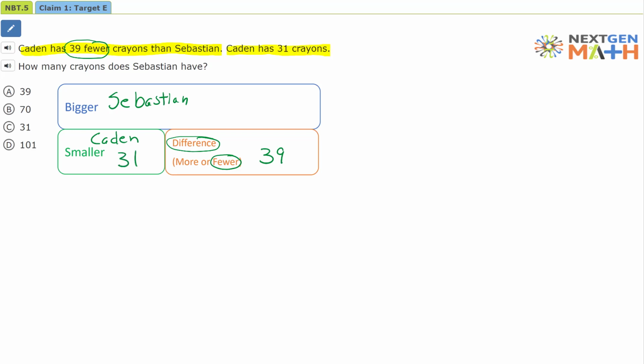Reading the problem, Caden has 31 crayons. Let's answer the question, how many crayons does Sebastian have? That amount is 31 plus 39. So let's go ahead and solve 31 plus 39. We can do that visually over here or with our numbers.